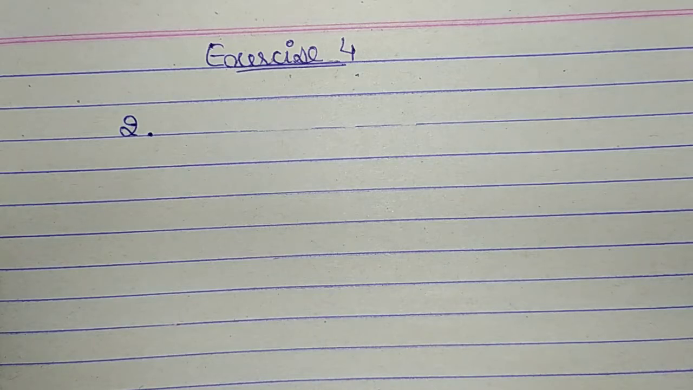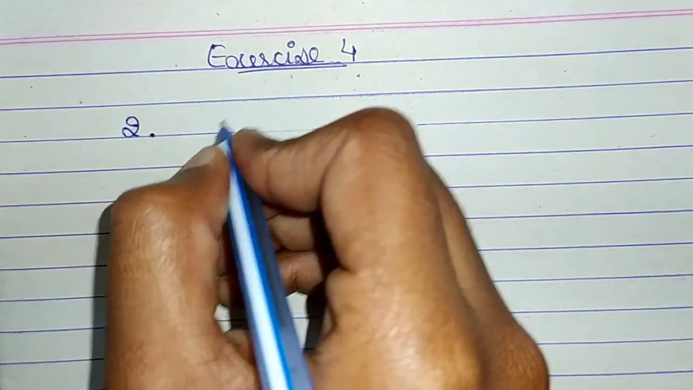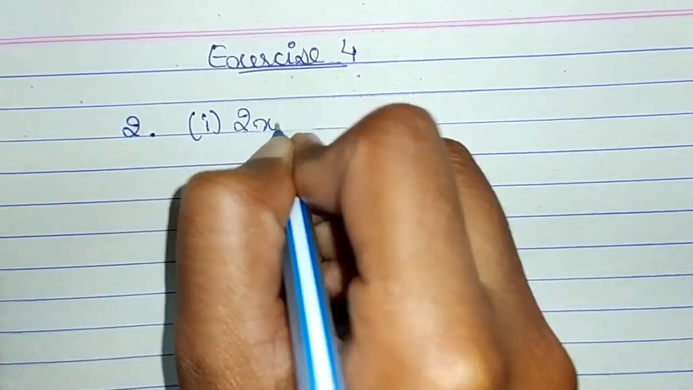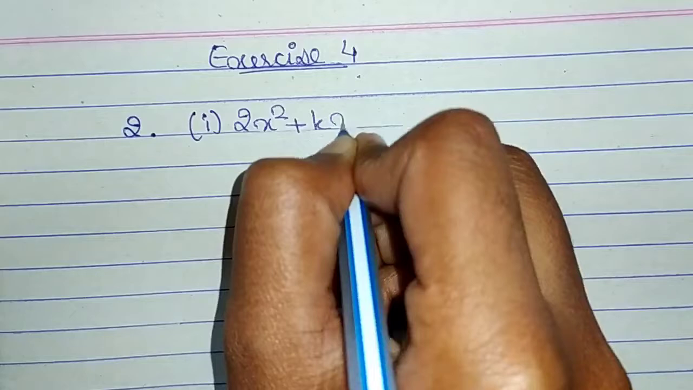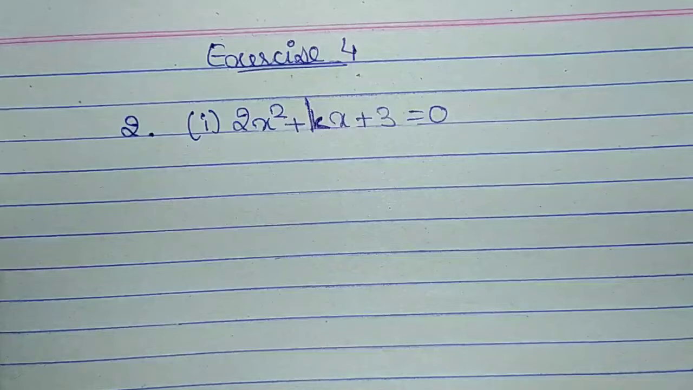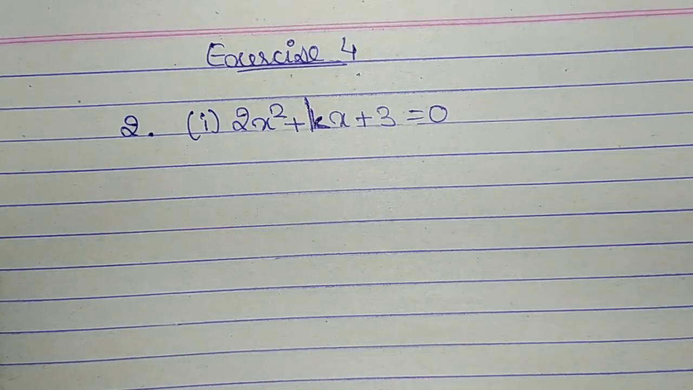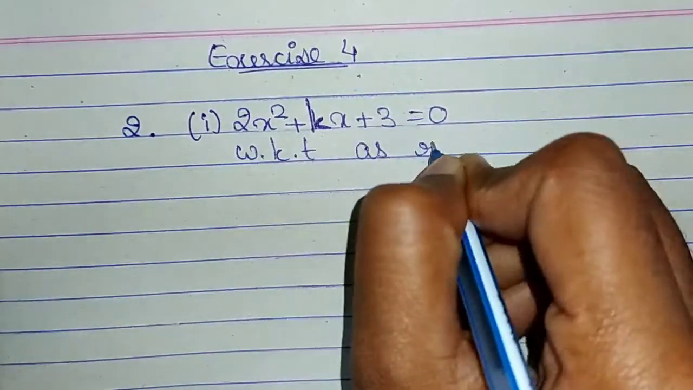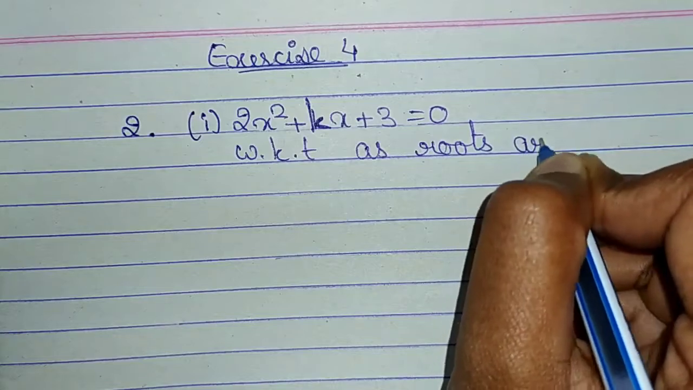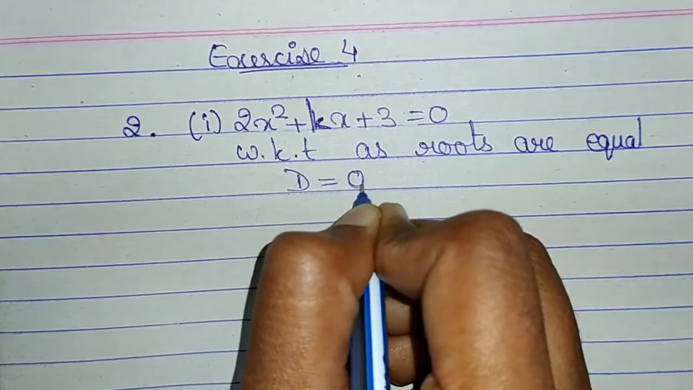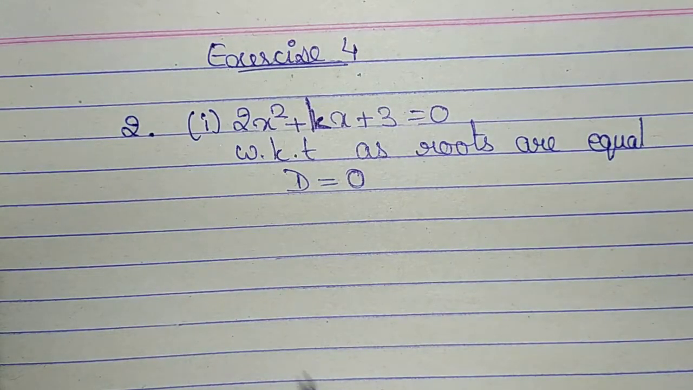for each of the following quadratic equations so that they have 2 equal roots. Here they have given us 2 quadratic equations in which one of the coefficients is missing. For example, in the first sub question, 2x square plus kx plus 3 is equal to 0. We have to find the value of k such that the roots of the equation are equal. So we know that as roots are equal, the discriminant D is equal to 0. When roots are equal, the discriminant is 0.